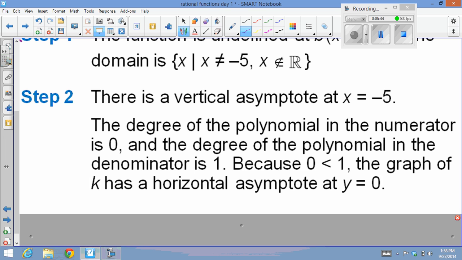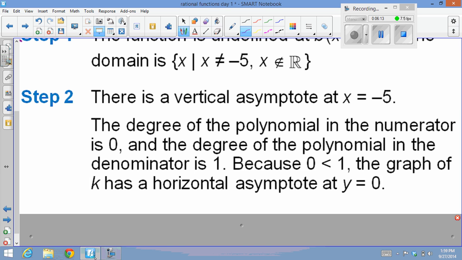The next thing I would have to find are my x and y intercepts. If I put a 0 in for x, I would end up with 7 over 5. So 7 over 5 is 1.4. That means my y-intercept is going to be at 0, 1.4. And then to find the x-intercepts, I would set the numerator equal to 0. But when I do that, I get 7 equals 0. So that just means there are no x-intercepts.